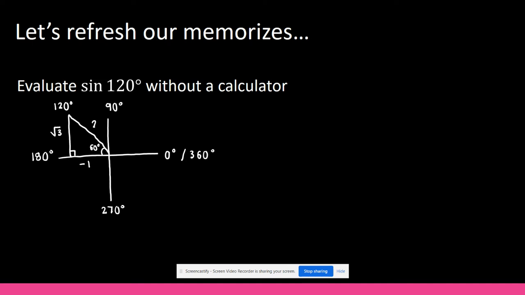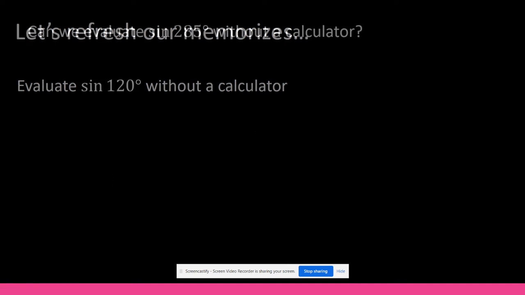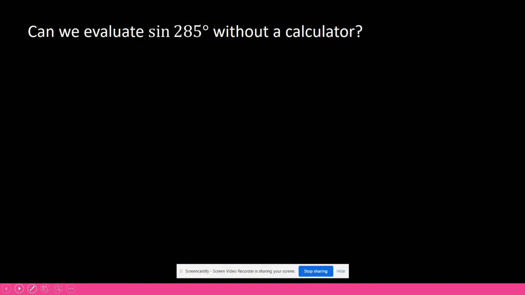Our hypotenuse is always the biggest side. It is always positive. So in a 30, 60, 90, it's always double the smallest. So that's why it's positive 2. So then now we can go back to the fact that if I want the sine of 120 degrees, well, SOHCAHTOA, sine is opposite over hypotenuse. The side opposite the reference angle was the square root of 3, and the hypotenuse was 2. So that's why the square root of 3 over 2 is our answer. So with that hopefully coming back to us, my next question to you is, can we evaluate the sine of 285 degrees without a calculator?